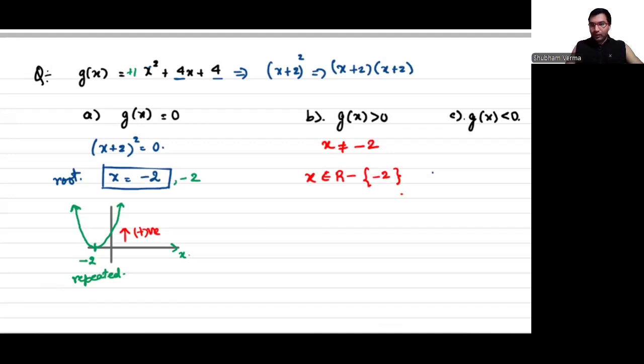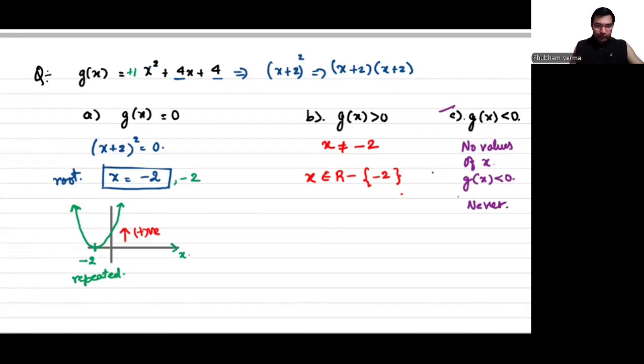Now, answering the third bit, which is g of x is less than 0. Do we have any value of x for which my function is below the x-axis? No. So no values of x. The function is never negative. You can write it like this also. Yes or no? Okay, perfect. Now, understand two things.